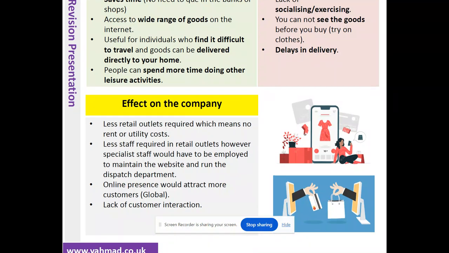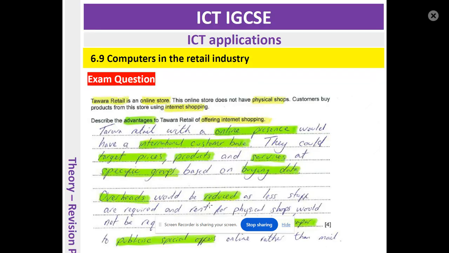And the effect on the company. So if a shop has an online presence, fewer retail outlets are required, which means no rent or utility costs. And this can also apply to online banking. Less staff are required in the retail outlets. However, specialist staff would have to be employed to maintain a website and run a dispatch department for deliveries. You'd have an online presence, which would attract more customers, maybe a global customer base. However, you'd lose interaction with your customers, so there's a lack of customer interaction.